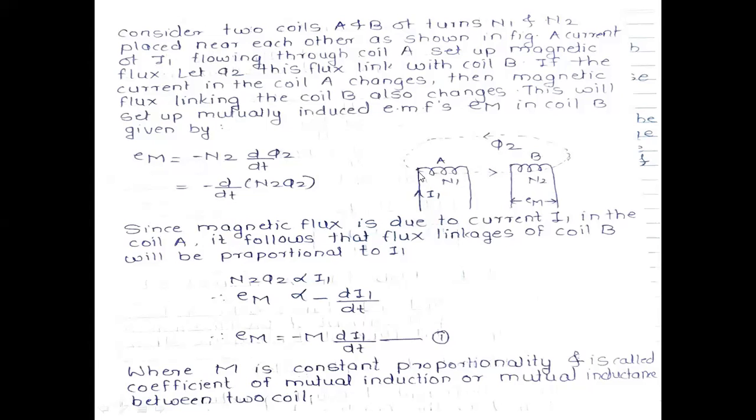There is a dotted line here also. This is the flux here. It is connected between the two coils. It is connected to both coils here.